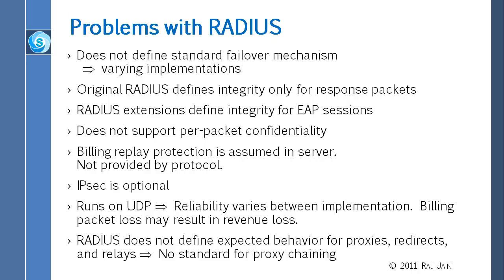Runs on UDP, and therefore everybody makes their own way of making it reliable. And RADIUS does not define expected behavior of proxies, redirects, and relays. So all of these things are just, everybody has done their own way, every company. So you buy Cisco's RADIUS server, it may be different than some other company's RADIUS server.